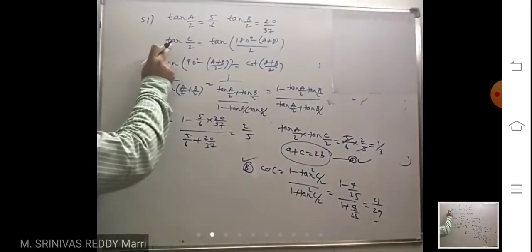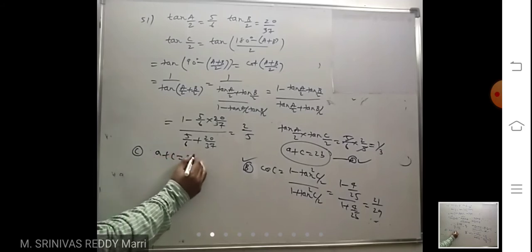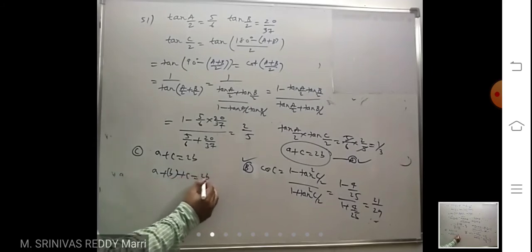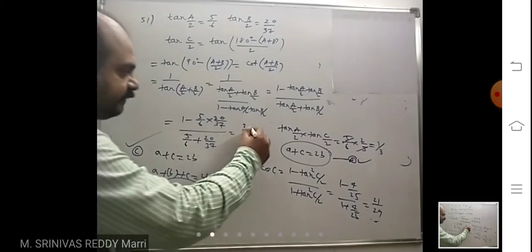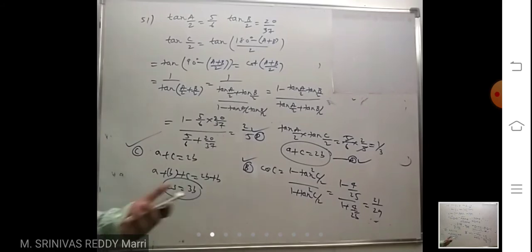Because you know tan C by 2 here, you can calculate cos C. That is the formula. Next, option C says 2S equals 3B. You got A plus C equals 2B. Add B on both sides. So 2S equals 2B plus B, that is, 2S equals 3B. So option C is correct. Option D says tan C by 2 equals 2 by 5. Already this is correct. So A, B, C, D are all answers.